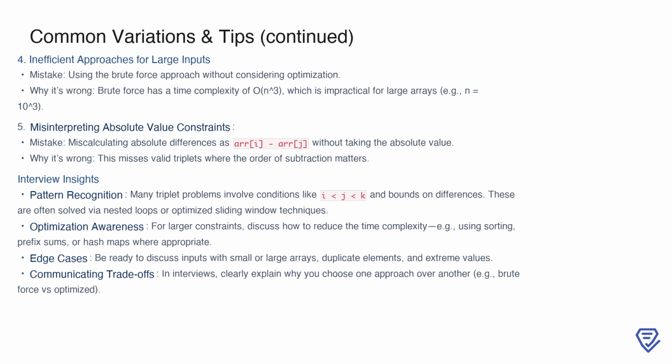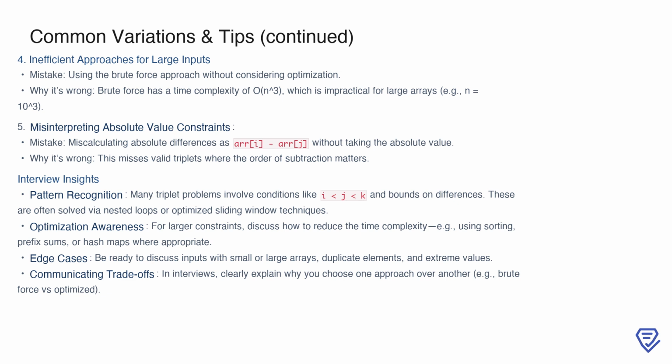Beyond these specific mistakes, it's helpful to keep some key insights in mind for interviews. Triplet problems often follow recognizable patterns, such as requiring i less than j less than k and placing bounds on differences. Efficient solutions frequently involve nested loops, sliding windows, or other optimization techniques. For large constraints, be prepared to discuss ways to reduce complexity, such as sorting or using prefix sums. Finally, always consider edge cases and clearly communicate trade-offs between approaches, like brute force versus optimized solutions, to demonstrate your problem-solving process effectively.